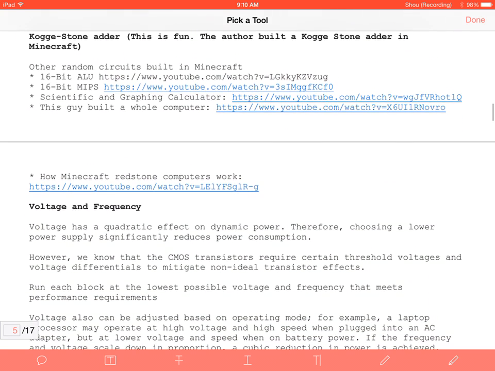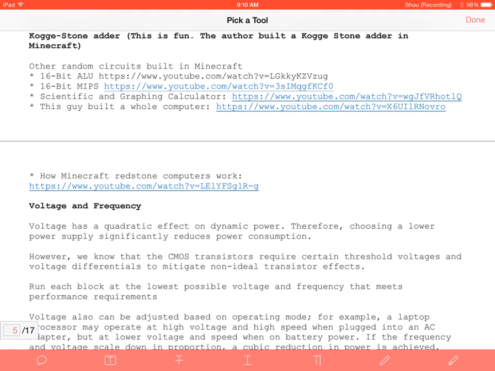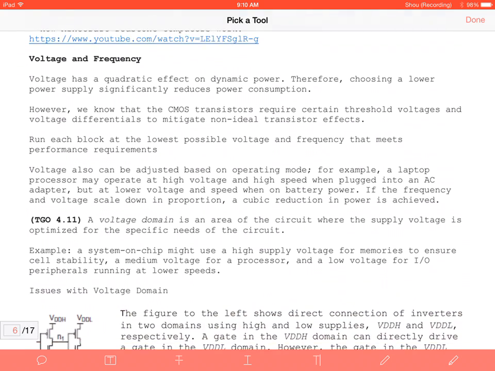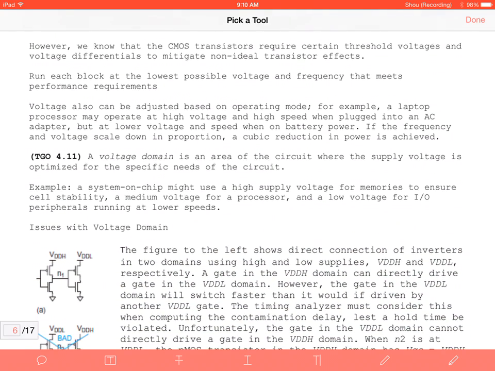Then we went over some people doing some really interesting things. They take the video game Minecraft and they're actually building computers and circuits in there. So they're able to look around in there and see what people are doing for fun. And ultimately, we talked about this concept of voltage domain.